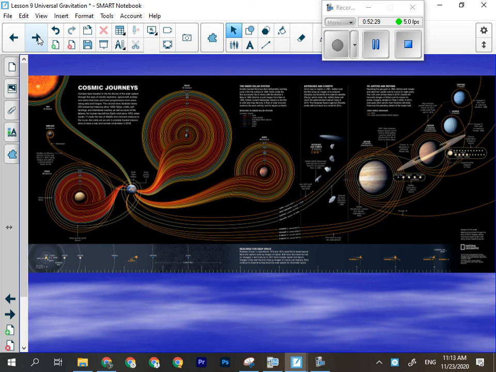There's a lot of little lines. The most often visited body is the moon. More missions have been launched to the moon than anything else. Now, if you look at the color scheme here, it's a bit hard to see.